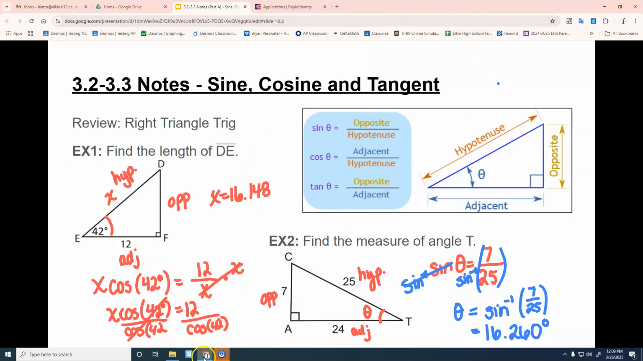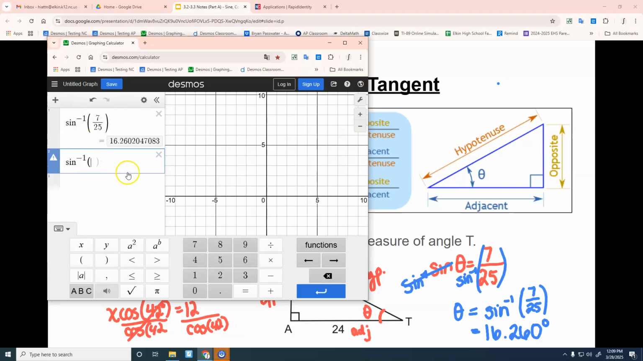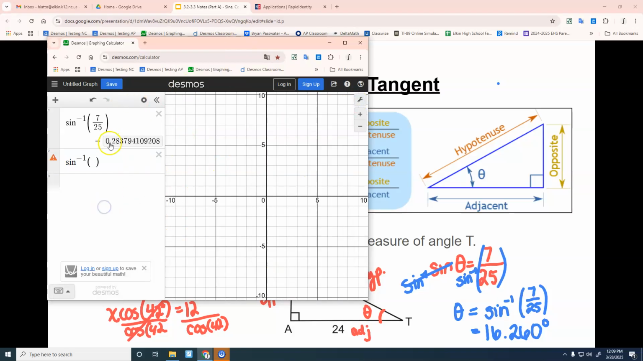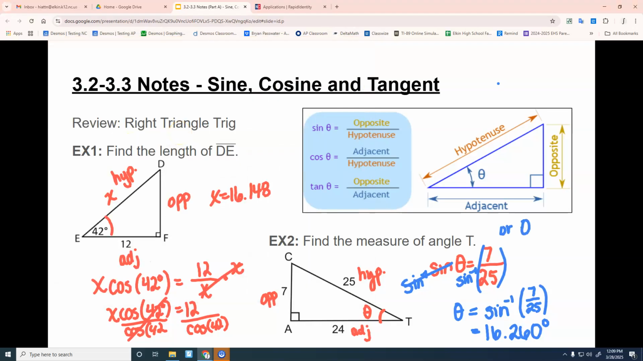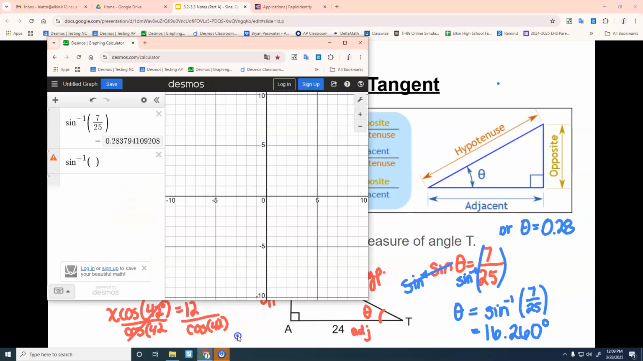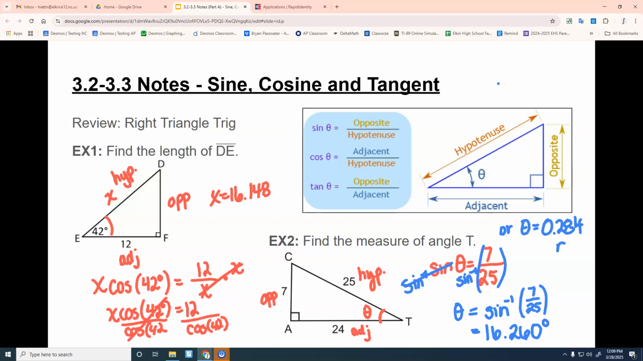So for this, I've got inverse sine right here. I'm in degree mode, so it's giving me a degree answer. This particular problem did not tell me whether to use radians or degrees. So if you needed radians, we could flip this back to radian mode, and notice it changes the answer. Theta could also be 0.284 radians.